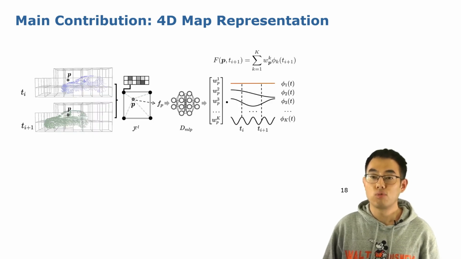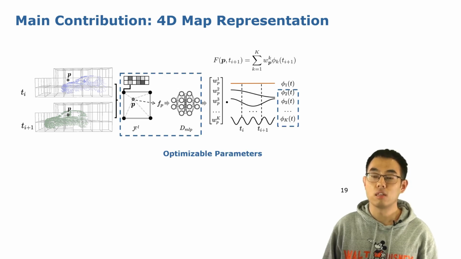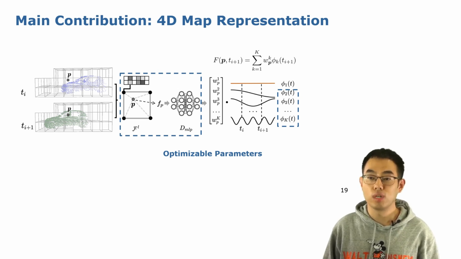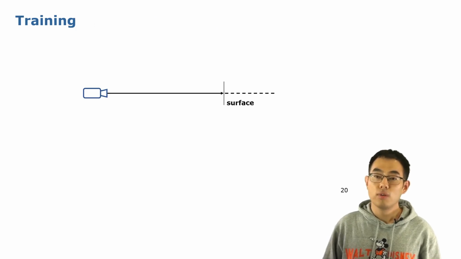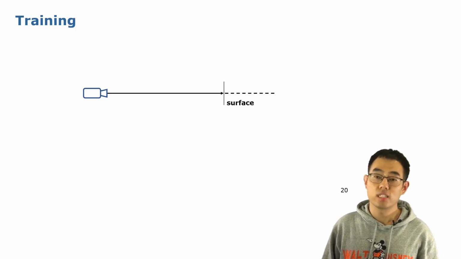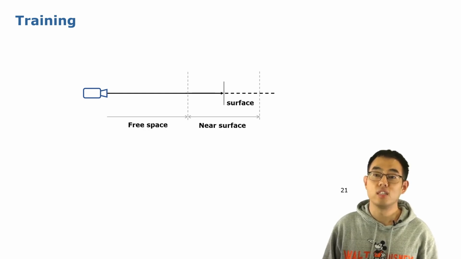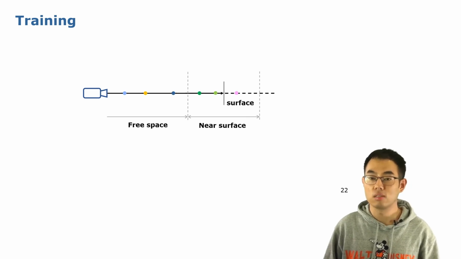As our map representation is fully differentiable, we can optimize the feature field, the MLP, and the basis functions jointly by gradient descent once we know the difference between the prediction and our expectation. We sample along each ray in each scan to collect the training data. We split the ray into a near surface part and a free space part, and sample several points in each part.